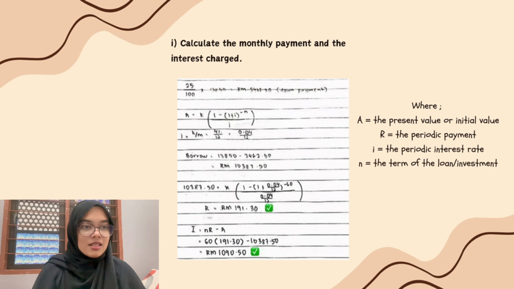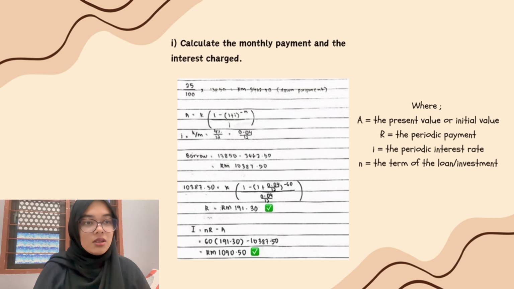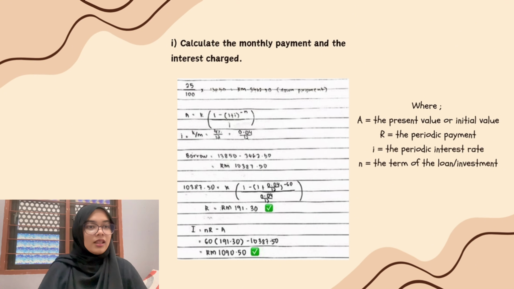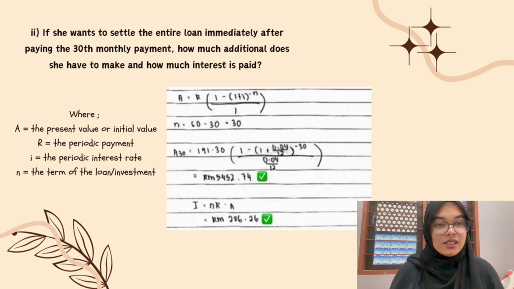Next, the question 1, the interest charge, which the formula is I equal to NR minus A. N is 60, meanwhile R is 191.30 minus A, which is 10387.50, and we get the answer RM 1090.50. That's the interest charge. Let's move to the second question.